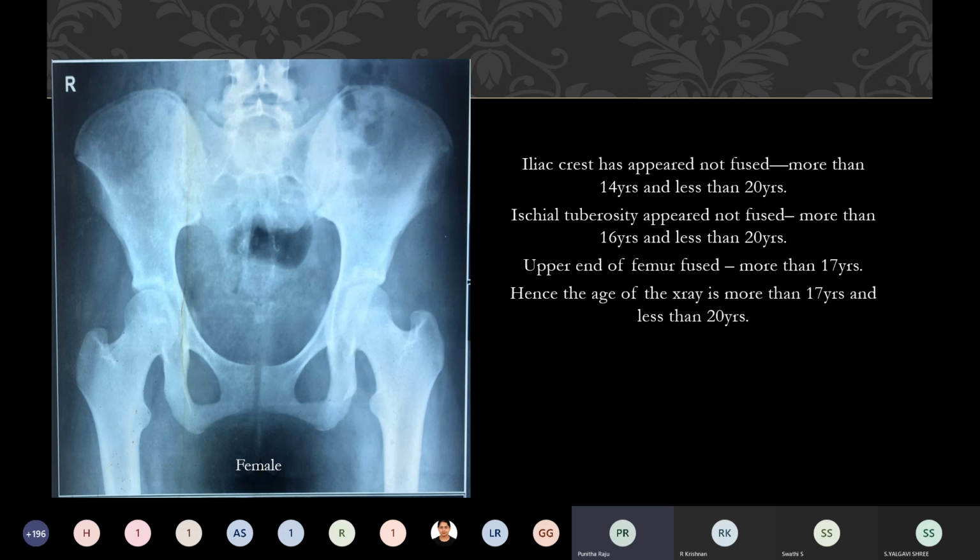Why is it more than 17? Because the head of the femur has appeared and fused. So it is more than 17, and less than 20 because the iliac crest has not fused and even the ischial tuberosity has not fused. Okay, so that is the reason it is less than 20 years.